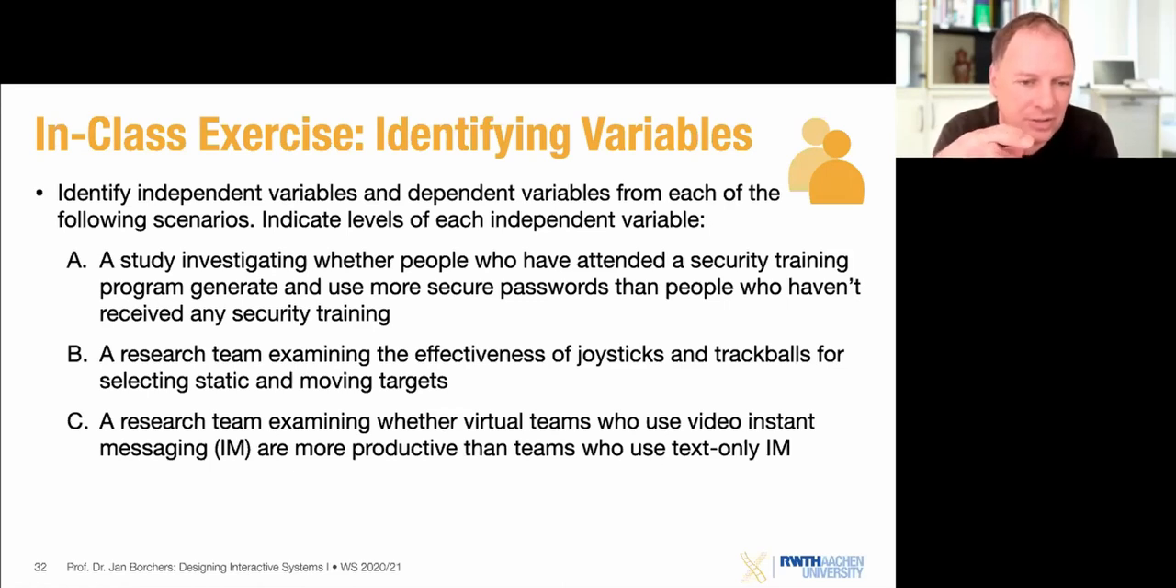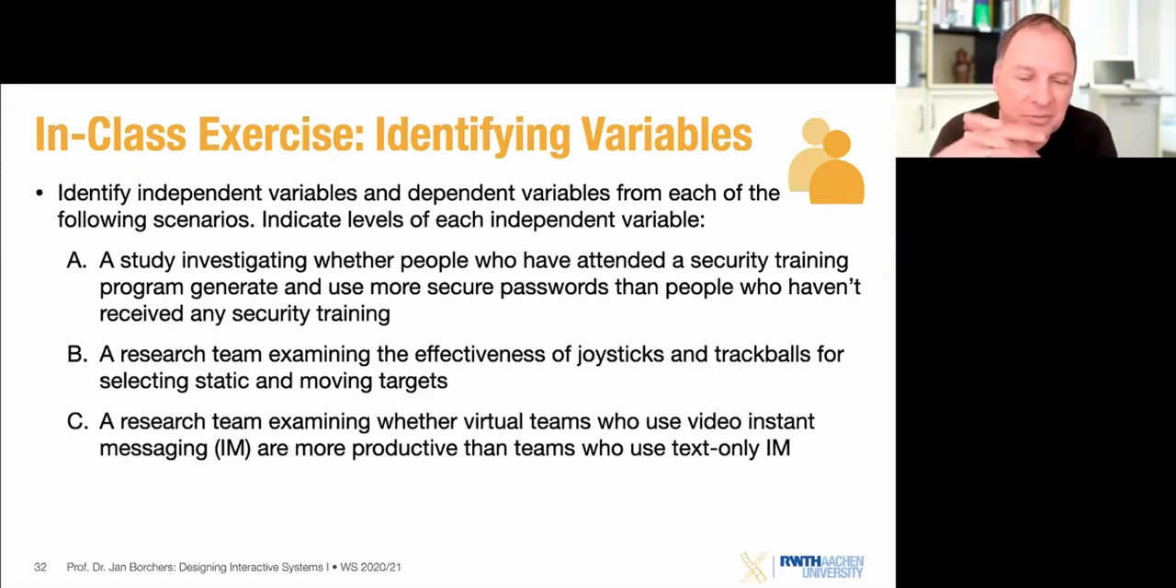Let's do number B. A research team examining the effectiveness of joysticks and trackballs for selecting static and moving targets. That's your setting. What's the independent variable? I think that static and moving targets are independent variables, so we can control them. And the effectiveness of joystick is a dependent variable that we will measure.